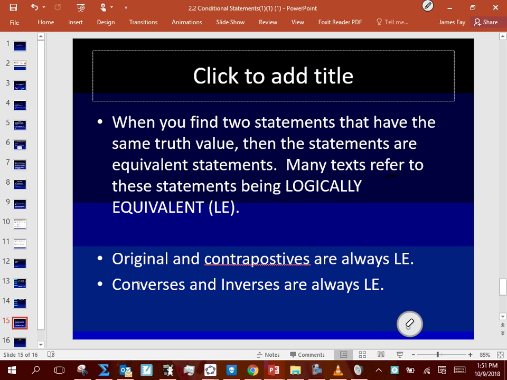Okay, contrapositives and the original conditional are always logically equivalent. No matter what one of them is, the other one has the same truth value. And then converses and inverses are the same way. If a converse is true, the inverse is true. If the inverse is false, the converse is false, and vice versa.